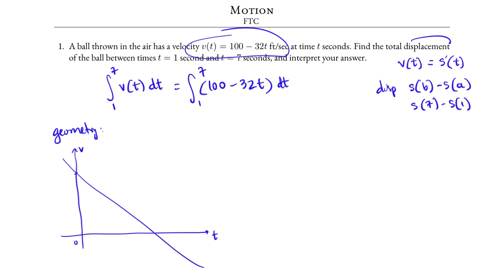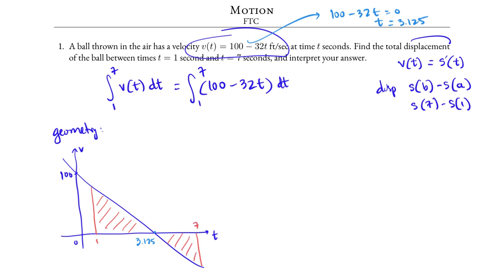The v-intercept is when t equals 0. When t equals 0, v is 100. The t-intercept can be computed by letting 100 minus 32t equals 0. Solving for t, we get t equals 3.125, and so the t-intercept is 3.125. However, we integrate from t equals 1, again not drawn to scale, to t equals 7.